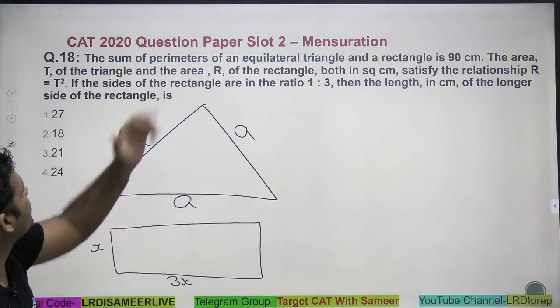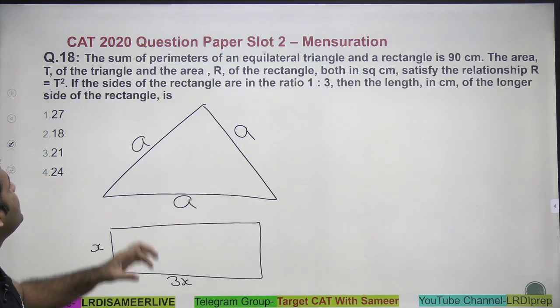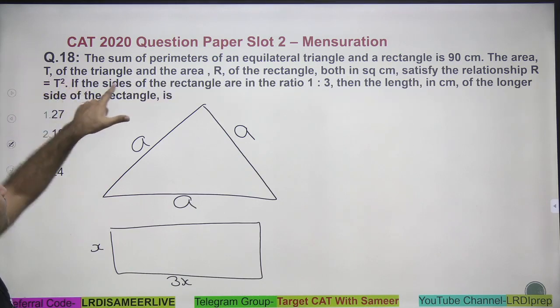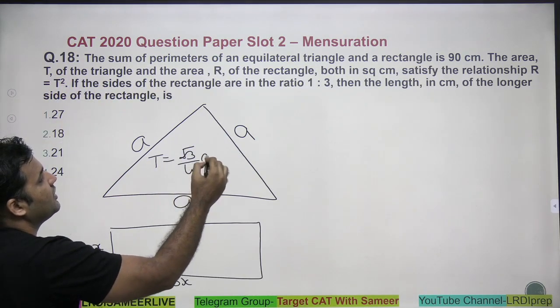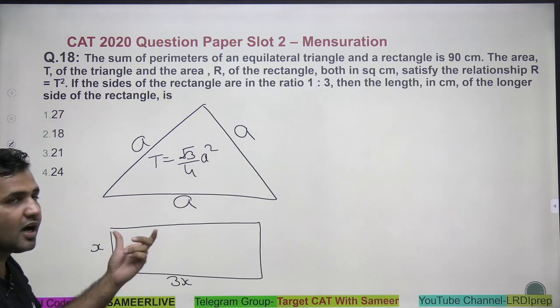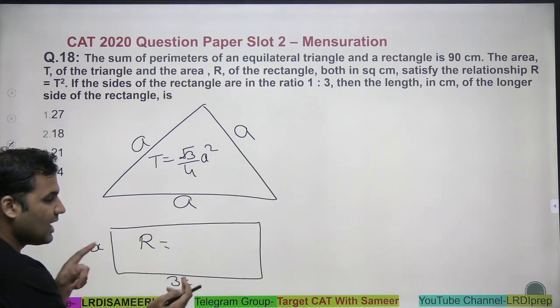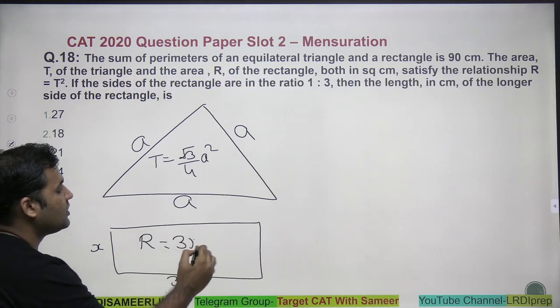Now just use this relationship that the area T of the triangle will be √3/4 a square, and the area R of the rectangle will be equal to length into width, so it will be equal to 3x square.